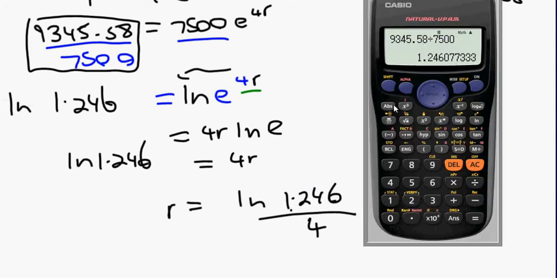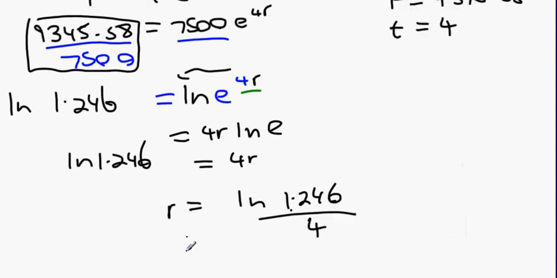Okay, because we have these two numbers, now what we've got to do is get the ln of this answer. So it's going to be ln of the answer, and then we're going to divide this by 4. We're going to get r equals 0.055. This means r is 5.5%. Okay, that's the last two there.